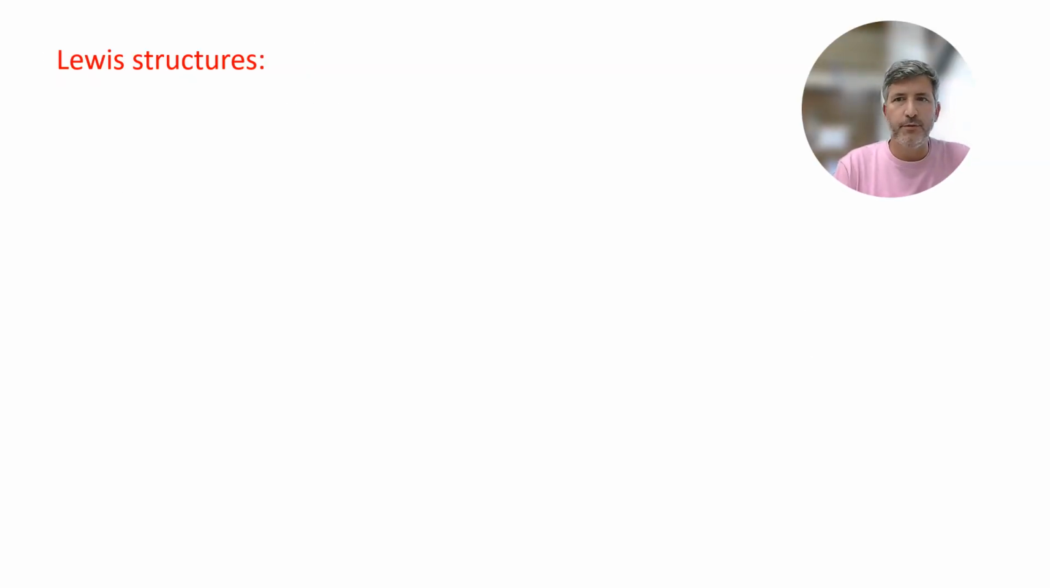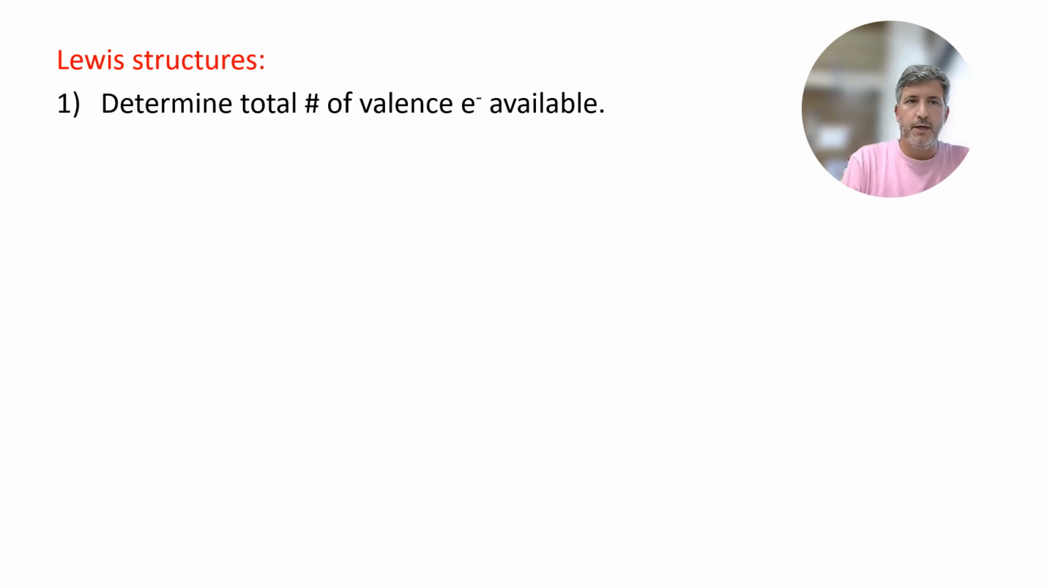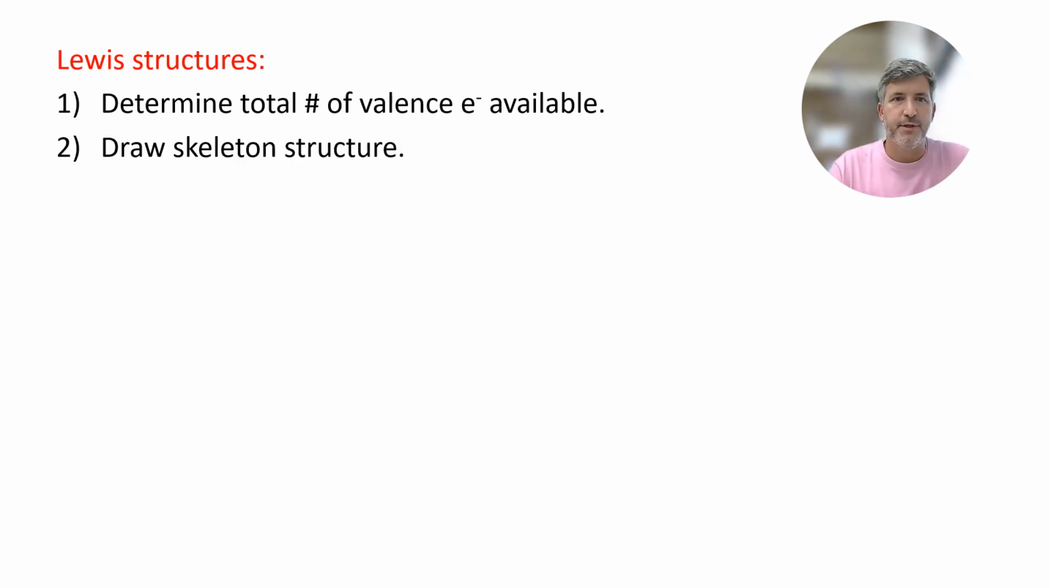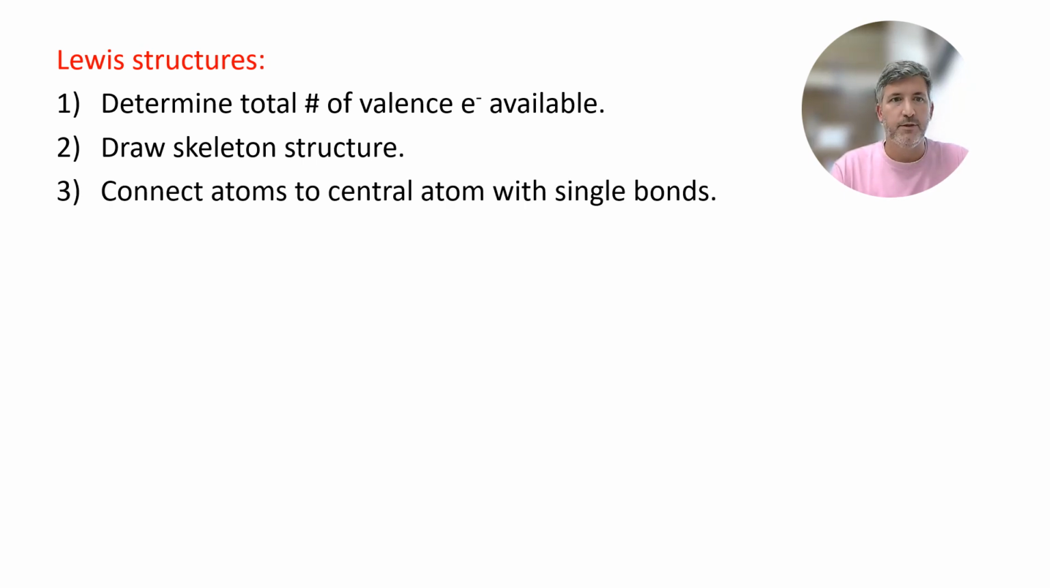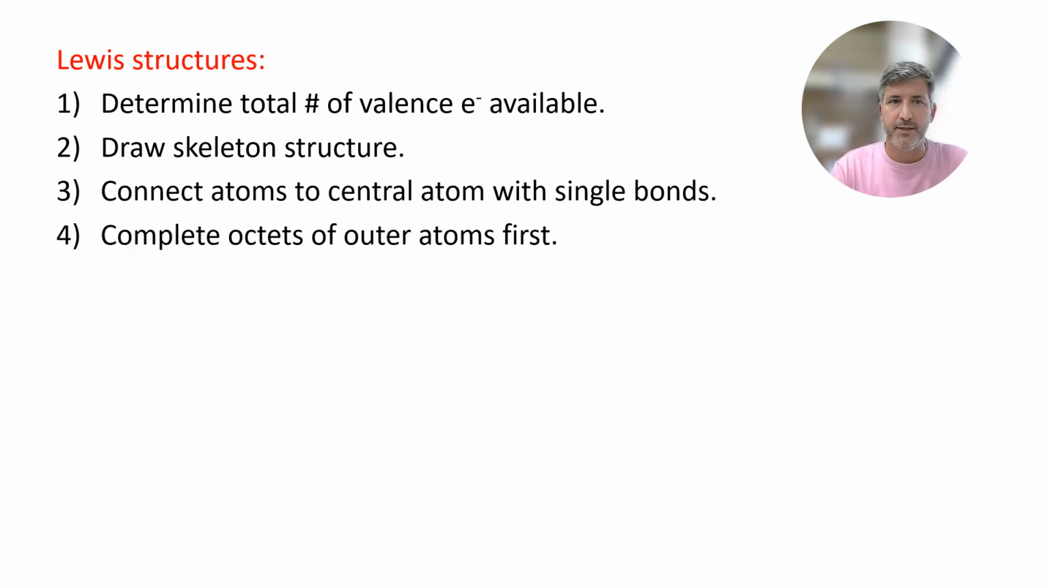All right, so a review on drawing Lewis structures. A couple of steps here. Whenever we're given a molecule, we want to determine the total number of valence electrons that we have in that molecule. Draw the skeleton structure, and you'll see an example of that in just a second. Connect all the atoms to the central atom with single bonds. Complete the octets of outer atoms first. And if need be, you're going to double or triple bond.